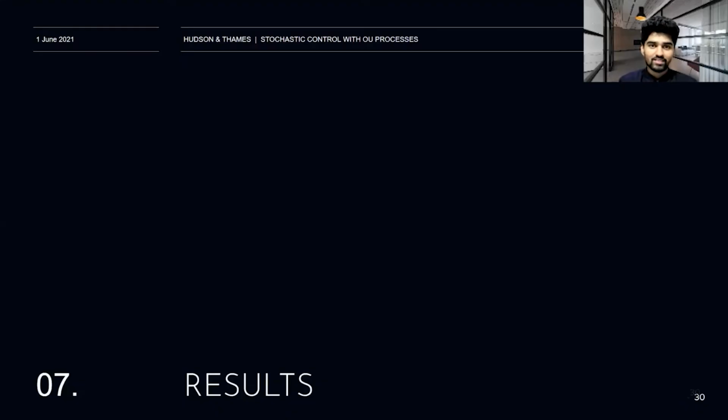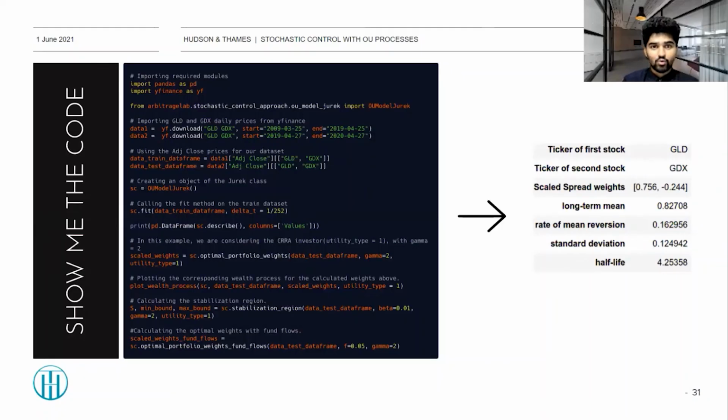So finally, let's look at the results that we have obtained from using these models. Firstly, let me talk a bit about the code that can be used to generate these results. The OU model UREC is under the stochastic control approach submodule inside ArbitrageLab. Here again, we consider the GLD GDX pricing data, and the training data set is inputted to the fit method, and that calculates the parameters of the model. And using these parameters and the testing data, we are actually able to calculate the optimal weights. And we can also calculate the stabilization region and the optimal portfolio weights with fund flows using this testing data.